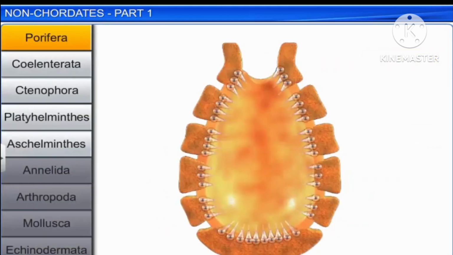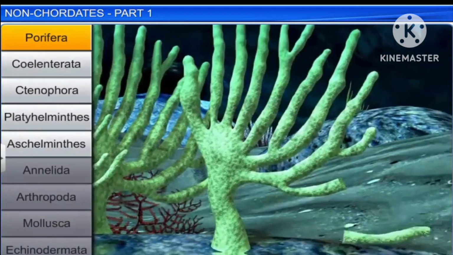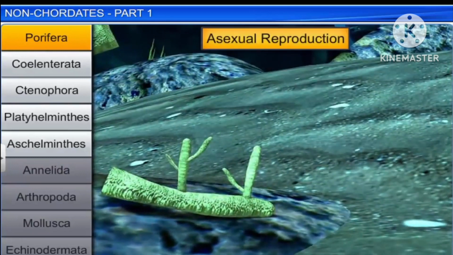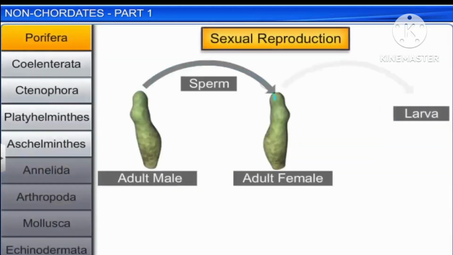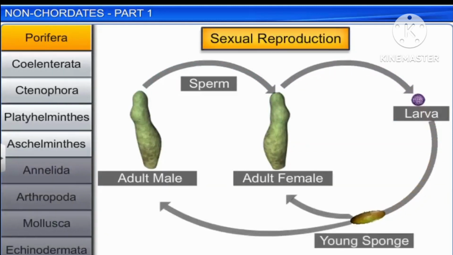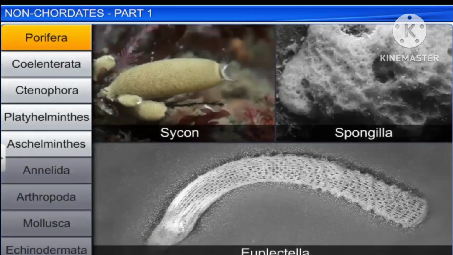The spongiocele and the canals are lined with special cells called choanocytes or collar cells that help in the ingestion of food particles followed by intracellular digestion. Sponges are hermaphrodite and they reproduce asexually by fragmentation as well as sexually by formation of gametes. In sponges, fertilization is internal with indirect development. Sycon, Spongilla, and Euplectella are some common examples of sponges.